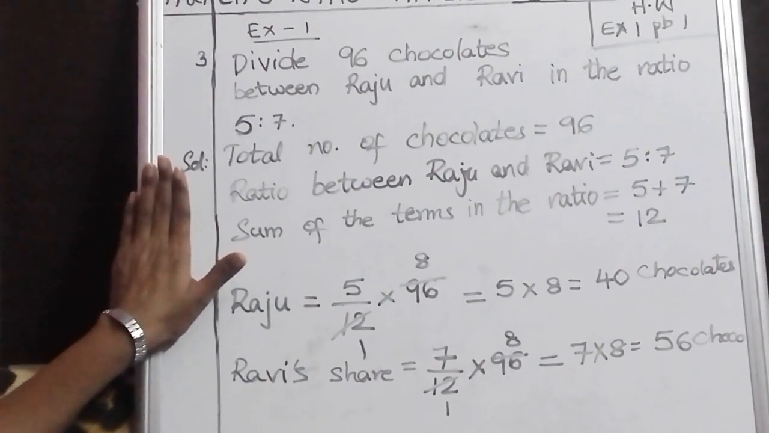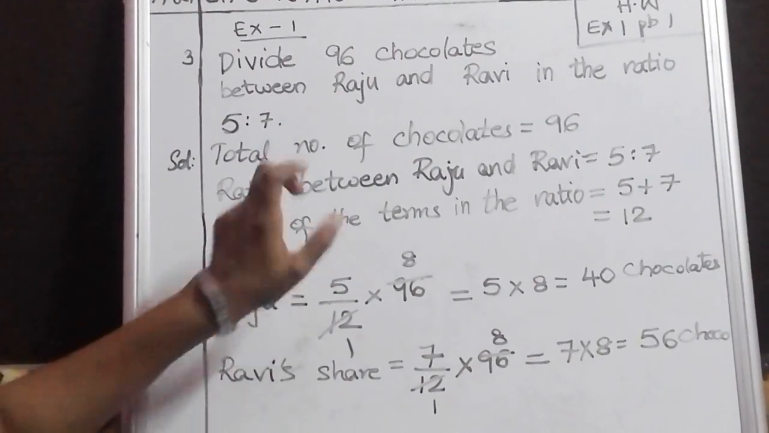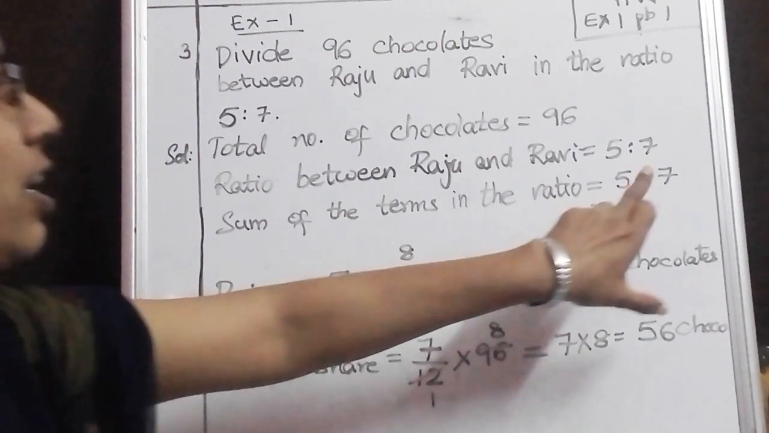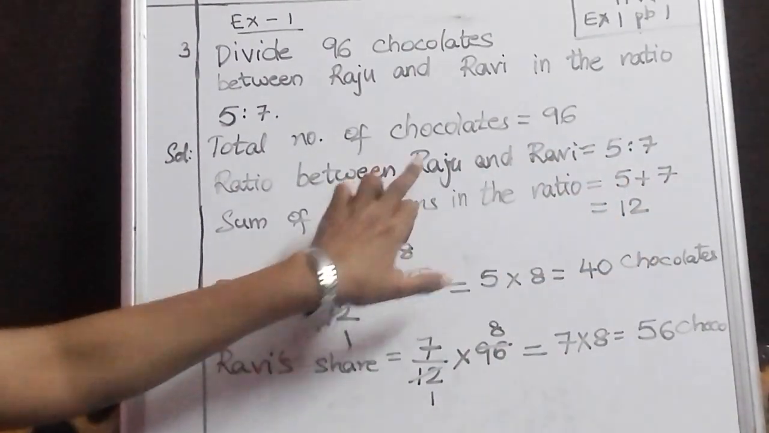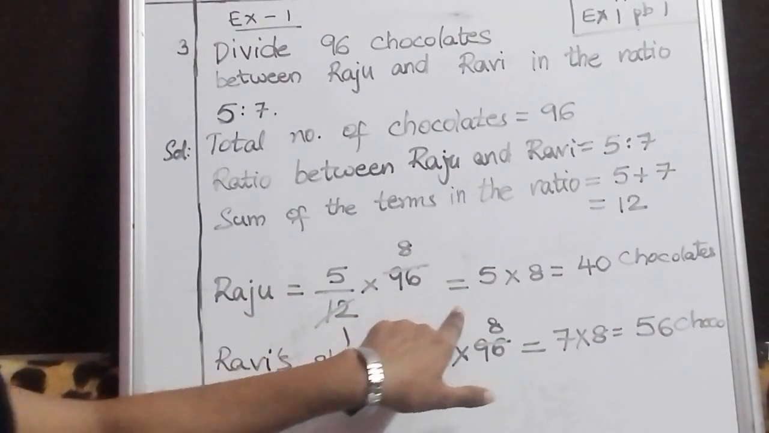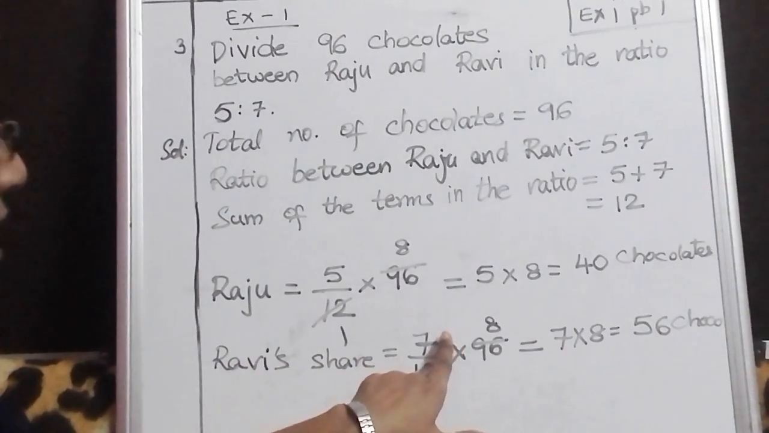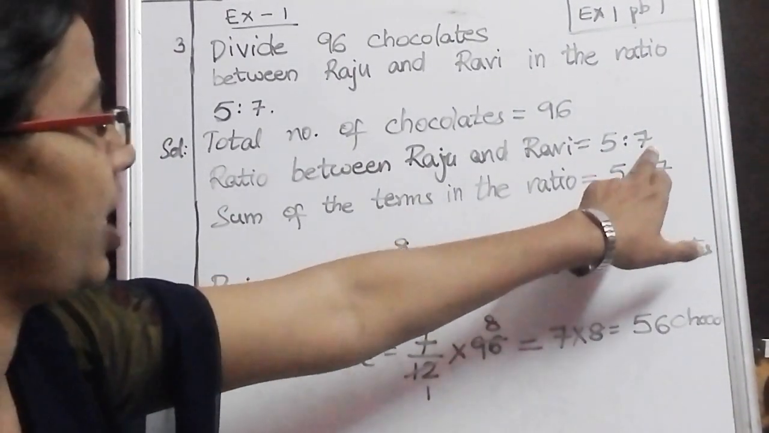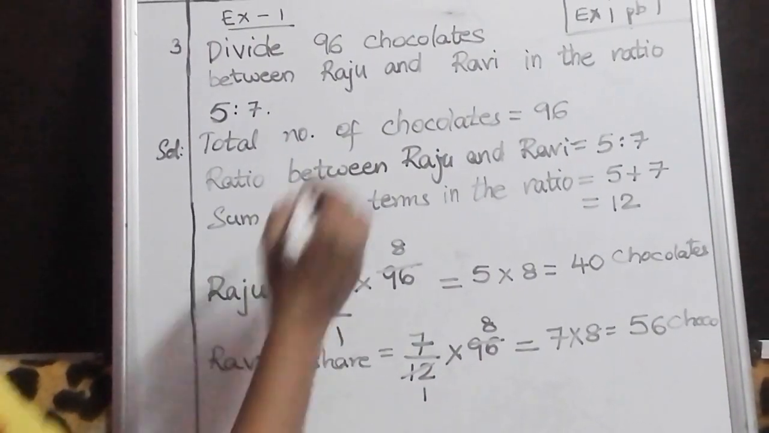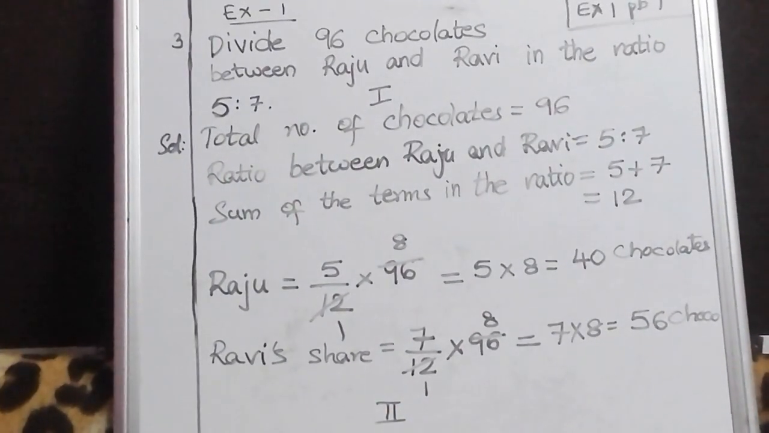This is the first method of solving. First we took total number of chocolates. Then the ratio we have taken. Then we found out the sum of the terms in the ratio. Then we have taken Raju's share, which is 5 out of 12 into 96. Then we got the answer as 40 chocolates. Then Ravi's share we have taken, 7 divided by 12 into 96. This is what we got. This is method 1. Now let us solve the same problem in method 2.